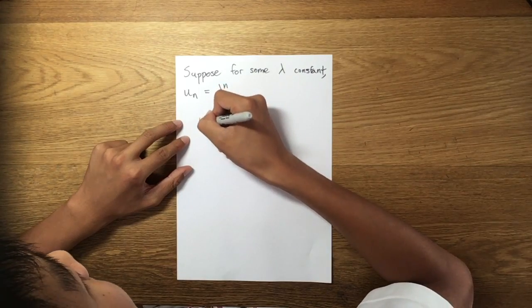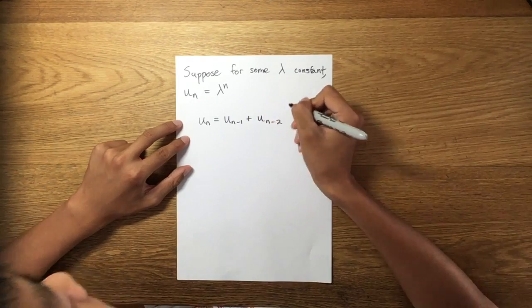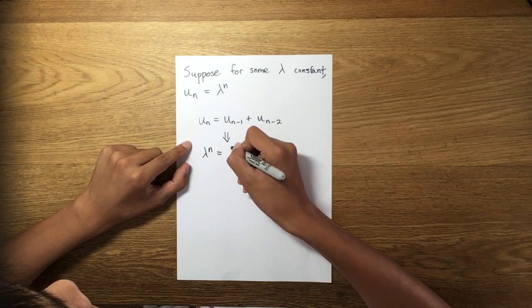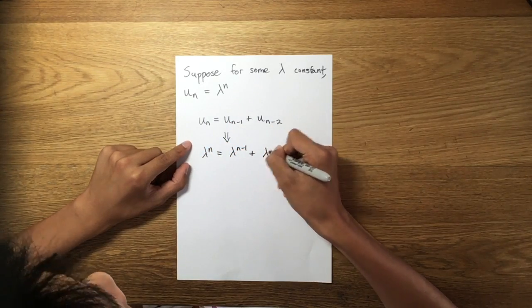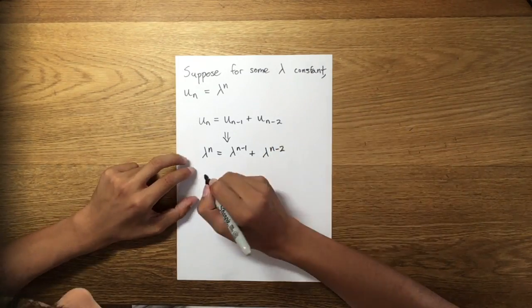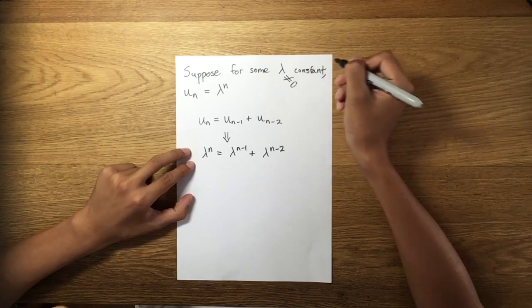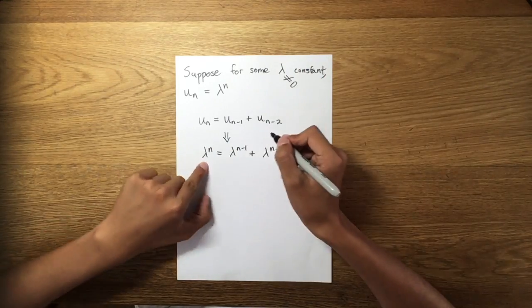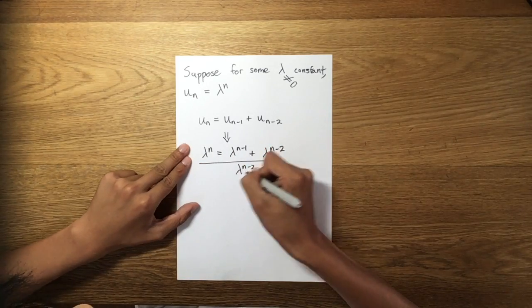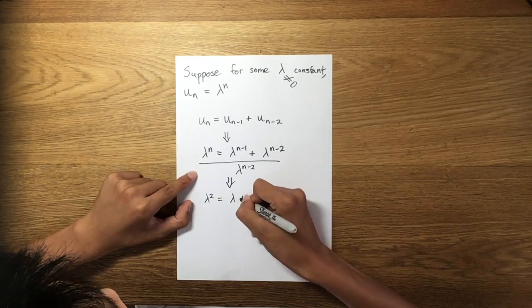Well, we know that un must be equal to un minus 1 plus un minus 2. So substituting in, we get that lambda to the n must be equal to lambda to the n minus 1 plus lambda to the n minus 2. And here, assuming lambda is not equal to 0, so I better add that, we could divide through by lambda to the n minus 1 throughout this equation, which gives us lambda squared equals lambda plus 1.